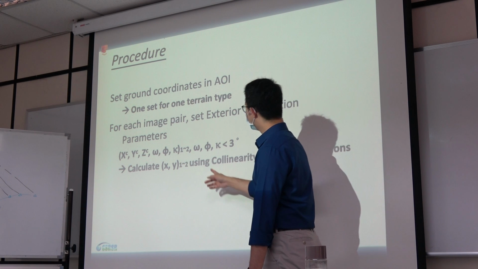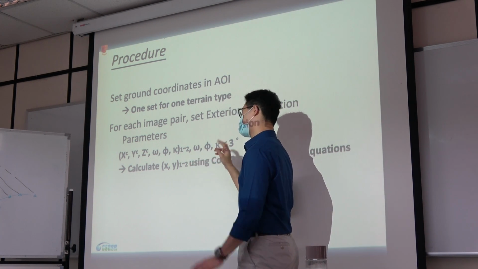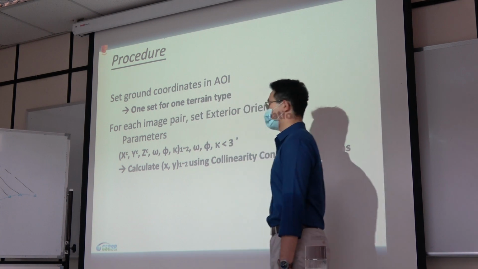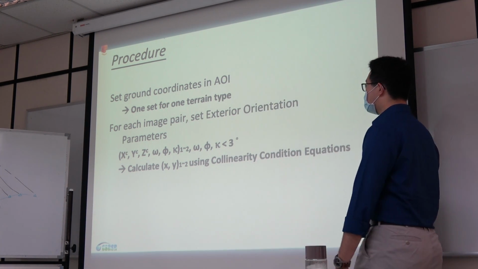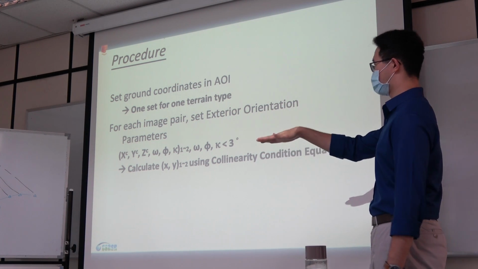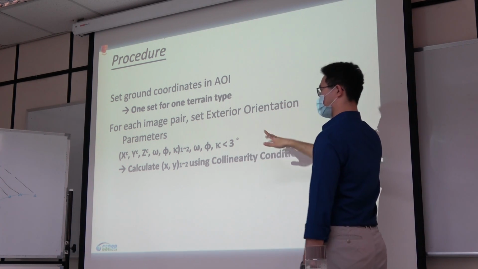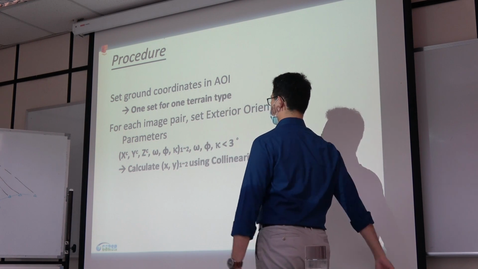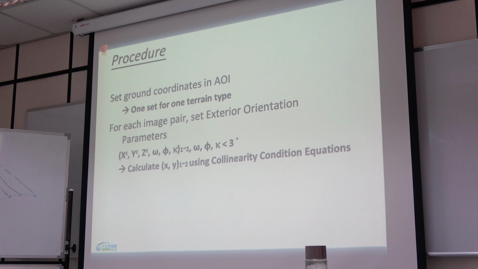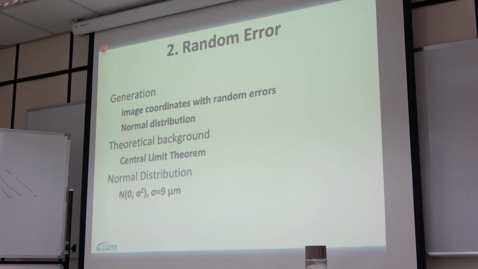But however, as you can see, we have the requirement, which is omega phi kappa less than 3 degrees. Which means that we want to simulate a vertical photo. But if you want, you can do the tilt photo and do some analysis, and that will be interesting as well. Okay, so that's the procedure I just mentioned. So it should be fine.